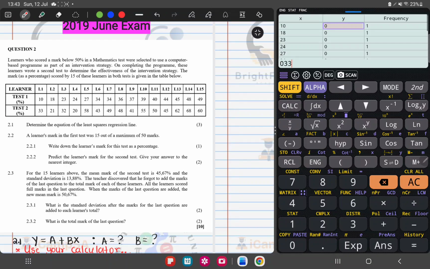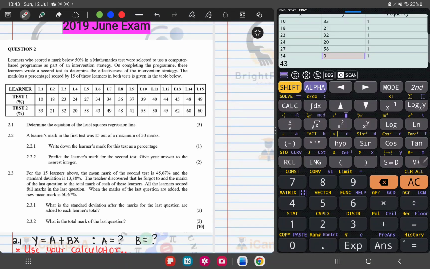Then I'm going to go and put in the corresponding Y values, which is just test 2, that is 33, 21, 32, 20, 58, 43, 49, 48, 41, 55, 50, 45, 62, 68, and lastly 60. Okay, so that is what we have as our table.